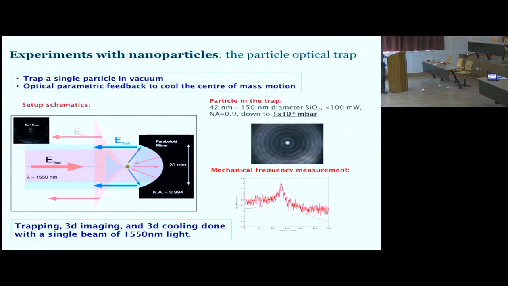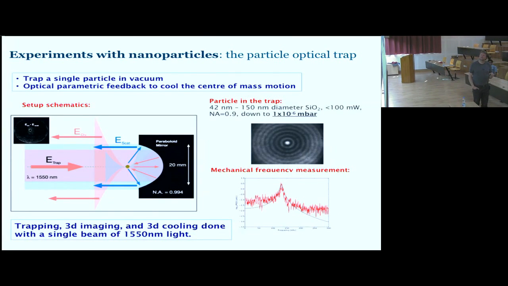So here's our version. Jamie, he's over there, will talk about most of this stuff in the talk next week, but I will tell it to you anyway. Here's the setup that we use. What you see here, the black thing, is a parabolic mirror. The parabolic mirror focuses light to a tiny spot, which is this here, and that's where we trap the particle. Yeah?